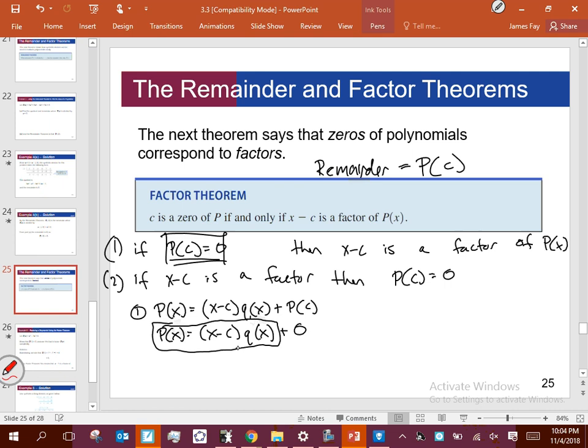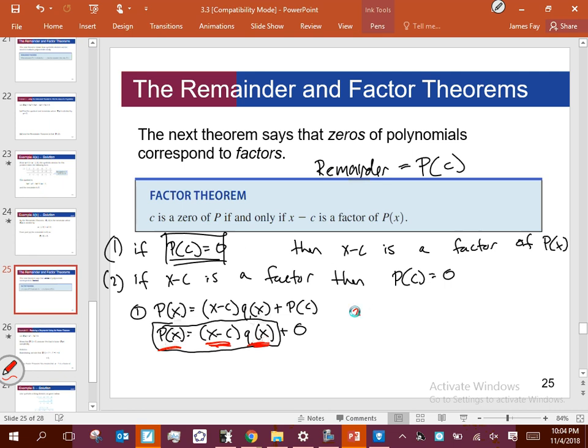And what do we have going on here? You have x minus C, whatever that is, times Q of x, some other polynomial. Those things multiply together to give me P of x. Well, isn't that the definition of what a factor is? One of multiple things that multiply together to give some product. So this shows that we've proven this part of the theorem.